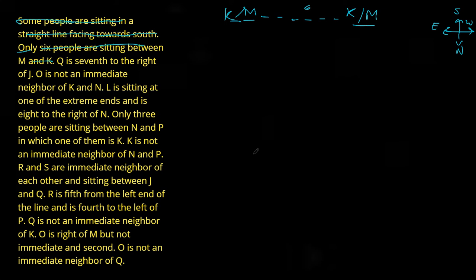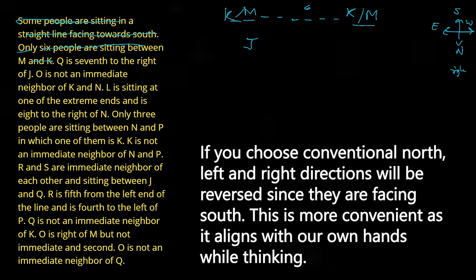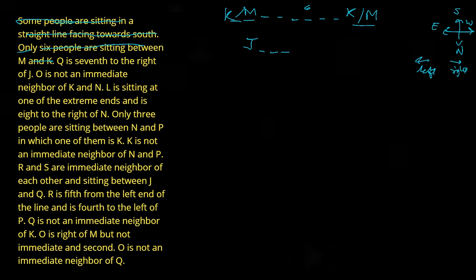Q is 7 to the right of J. So we know that J is here. Now let's also write the directions. Hand directions. Right is this side and left is this side. So Q is sitting 7th, okay, to the right of J. 1, 2, 3, 4, 5, 6, 7th. Now this is also written.